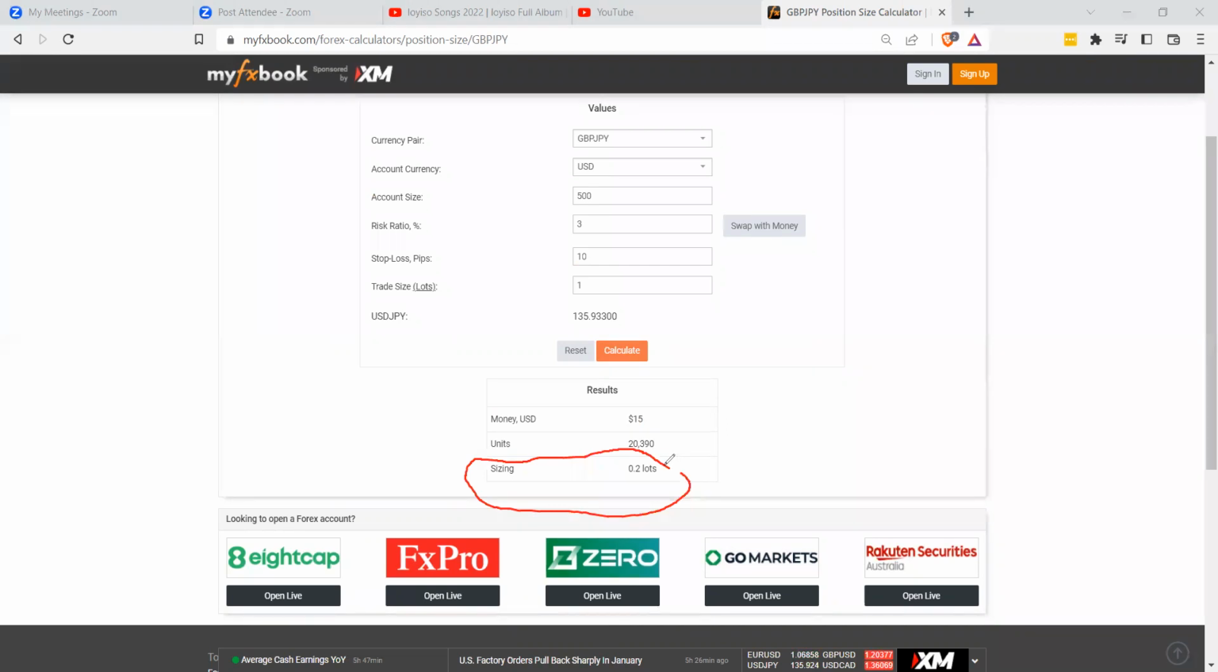Over here it says, if you are to risk 3% of your account on this particular trade, the lot size that you should be using is 0.2 lot. And if you lose this trade, what you will lose is $15 from your $500, which is 3% of your account.